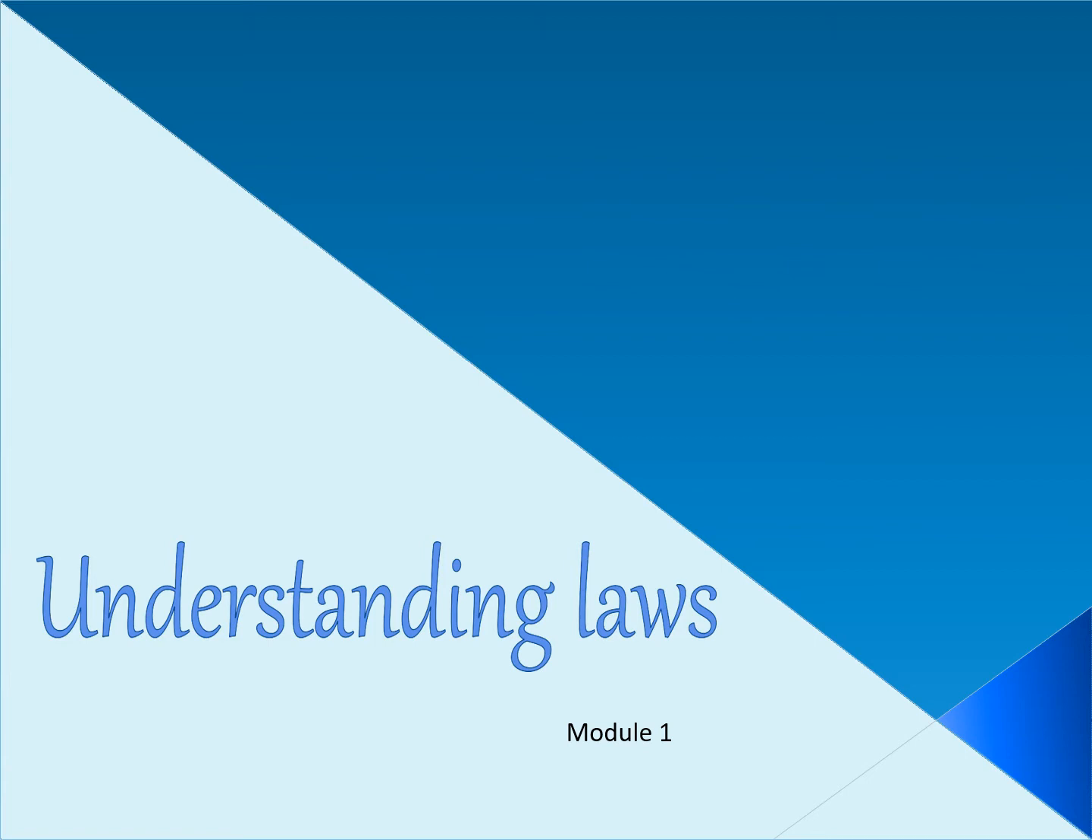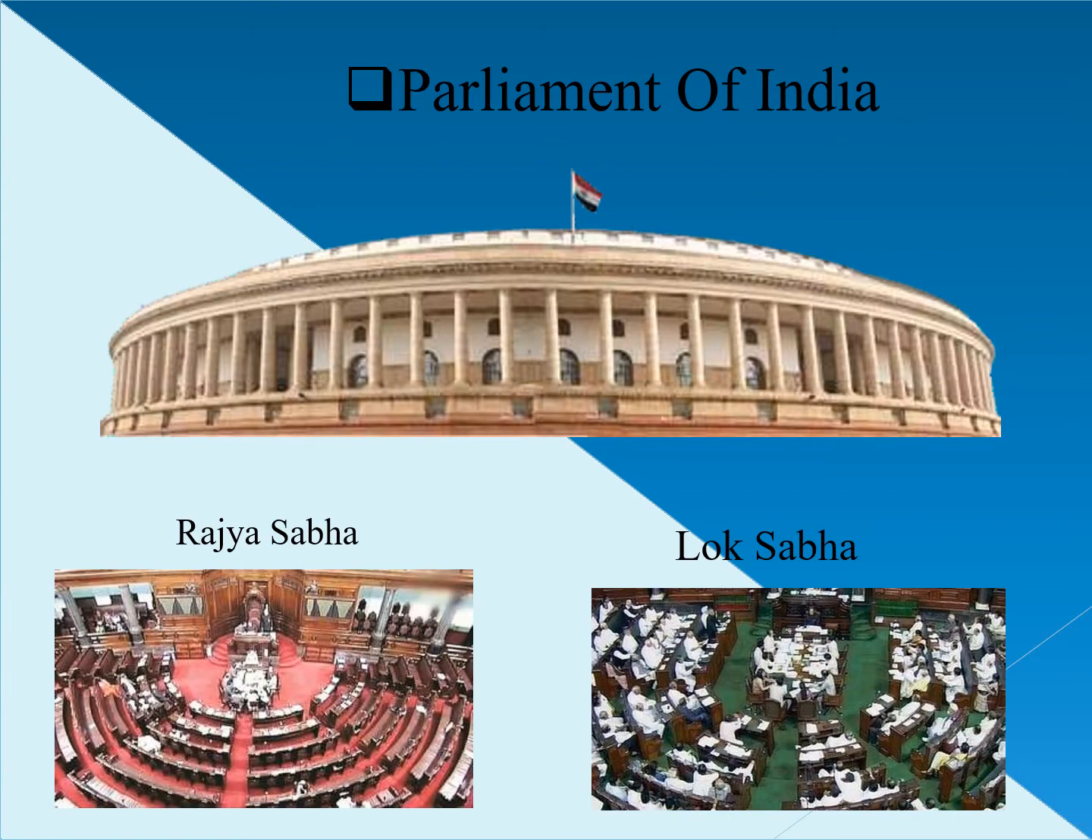The basic learning objective behind this chapter is that we will understand what is law, why do we need law, how everybody is equal in front of the law, and some controversial laws which need to be changed, and from where the laws are coming. So let us start. The laws are made in the parliament.